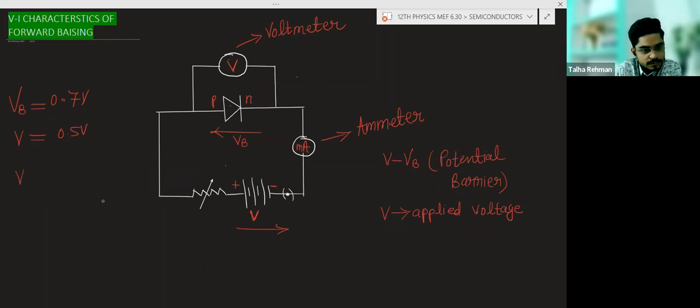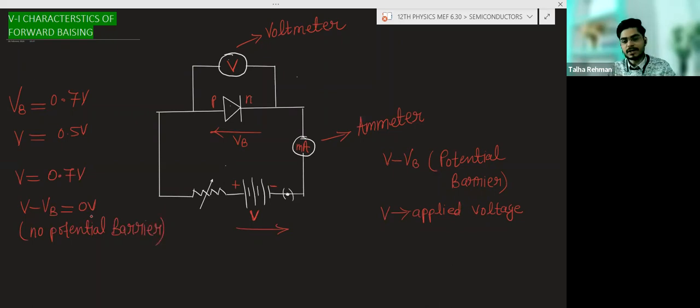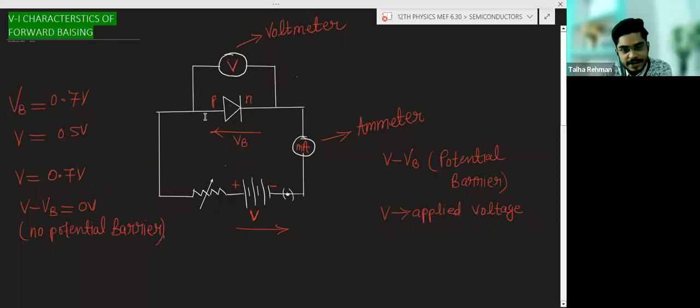Suppose you have applied 0.7 volt. So what will this difference become? It will be 0 volt. Now there will be no potential barrier. This is just the example I am giving. So if no potential barrier is there, majority charge carriers will flow. There will be a flow of majority charge carriers inside this PN junction diode, and more will be the current. So there is a particular voltage at which the current will suddenly increase.